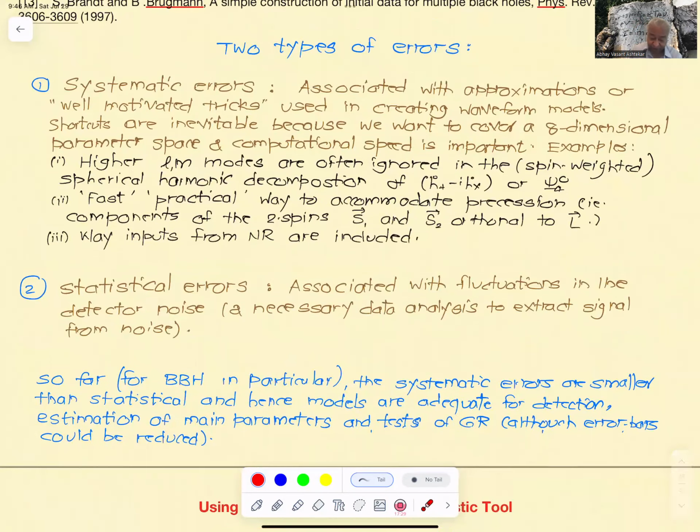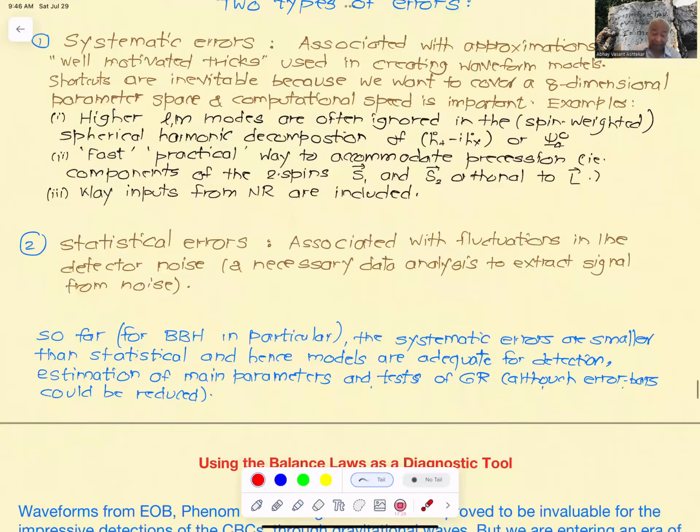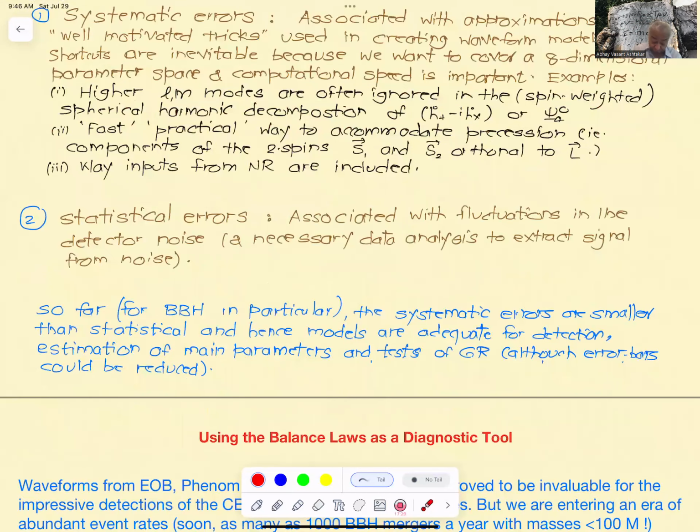In the follow-up lecture, the last lecture, I will show how you can use the balance laws that I had introduced as diagnostic tools for the waveforms to know if a given waveform is a good waveform, how much error it has, where it is bad in the parameter space, and how you can improve it. So give such hints, suggestions to the waveform community coming from hard mathematical physics.